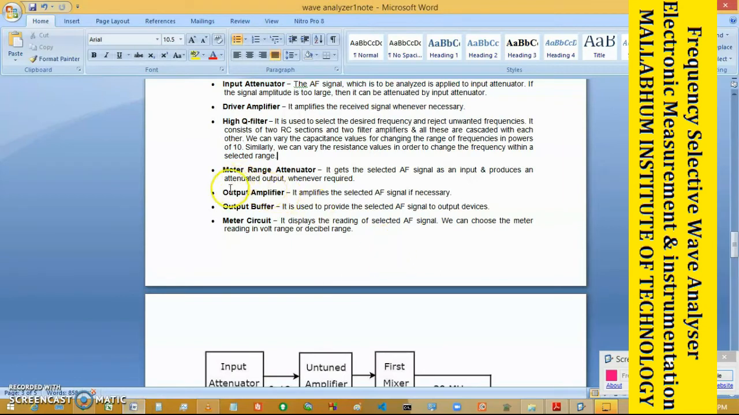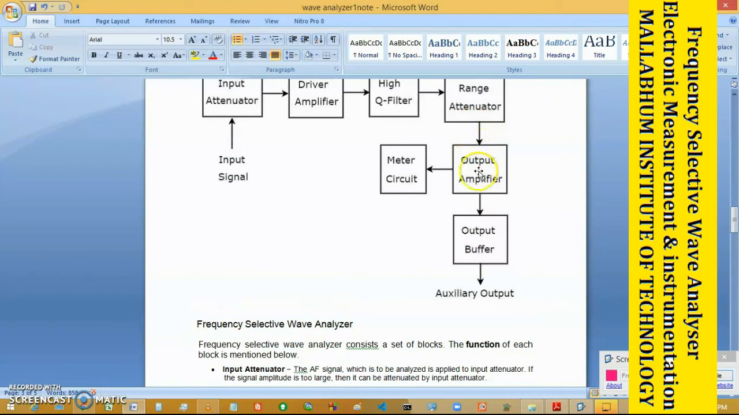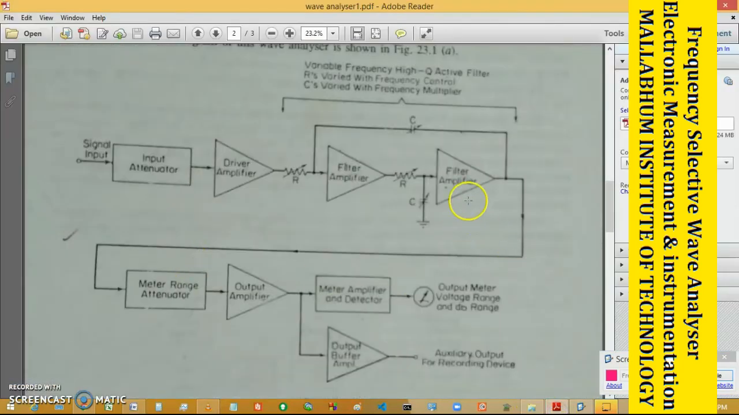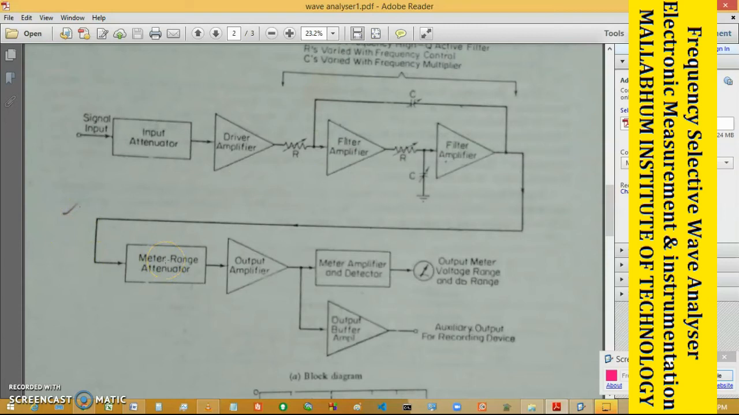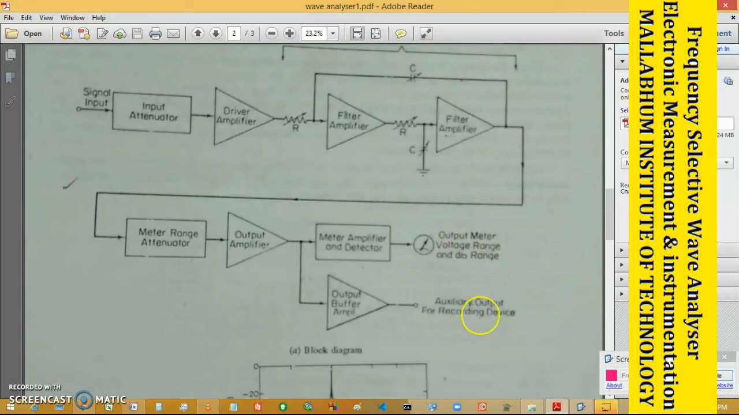Next, the two stages are the meter range attenuator, the output amplifier, and the output buffer. The meter range attenuator gets the selected AF signal as an input from the frequency selective circuit of the high Q filter circuit, and if required, it attenuates the waveform. Next is the amplifier stage. If required, it amplifies the signal. The output meter voltage range and auxiliary output is used for recording purposes, and is used to give an indication of the meter reading. So this is your output reading.